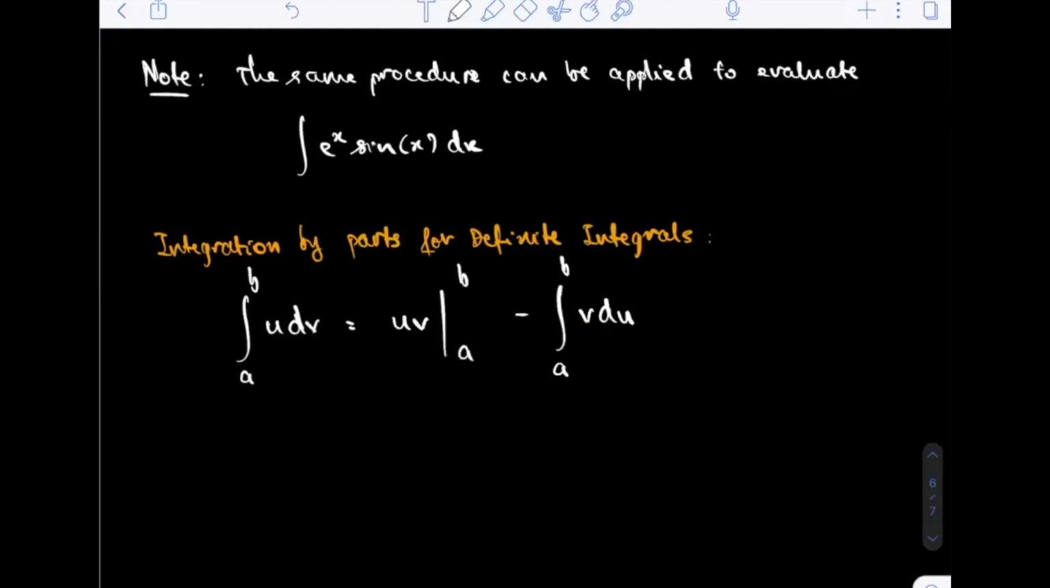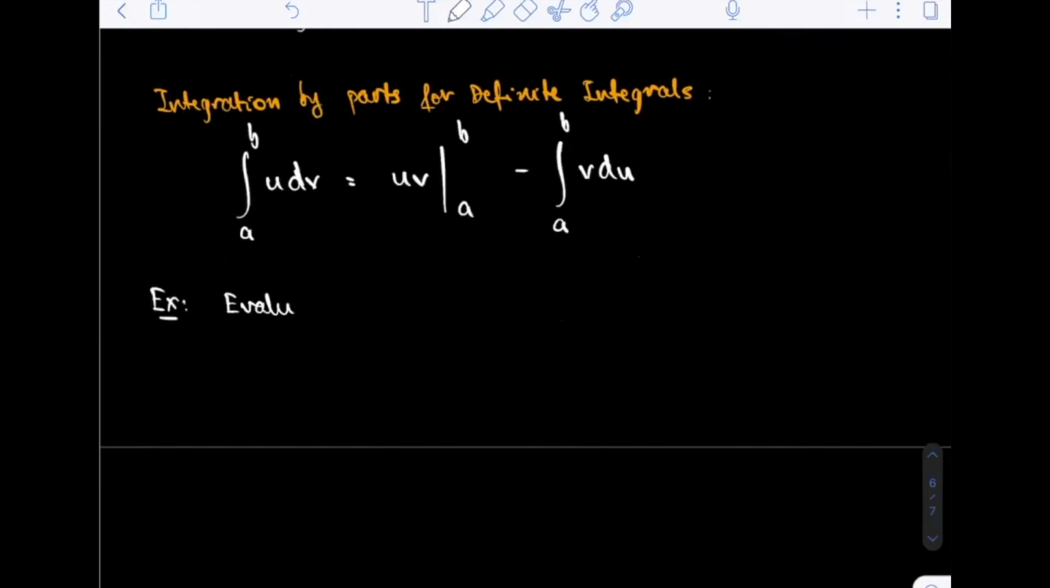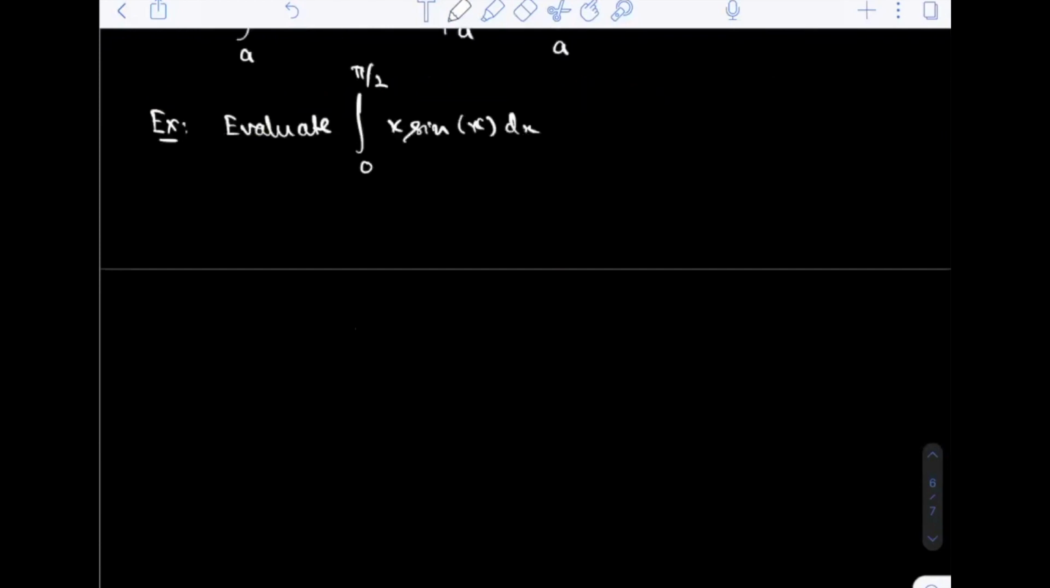So very similar to what we had earlier. Let's do one quick example. We evaluate the integral from 0 to pi over 2 of x sine of x dx. So x is the algebraic function and sine of x is the trigonometric function. So you let u equal to x. Therefore, du equals dx and dv equals sine of x dx, or v is equal to negative cosine of x.